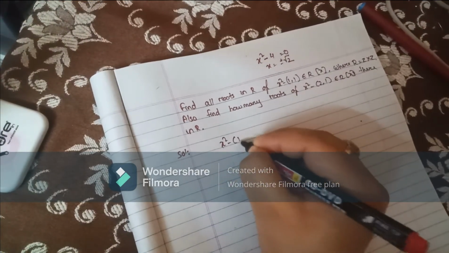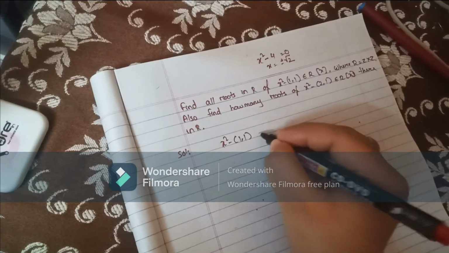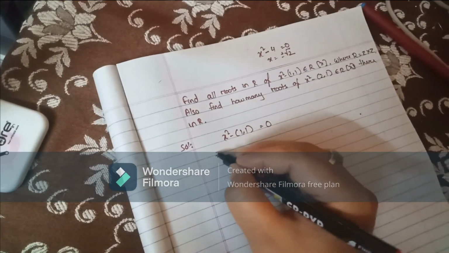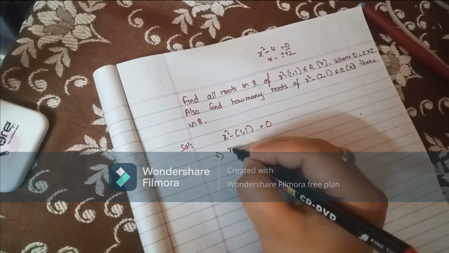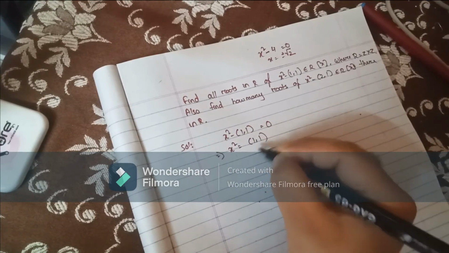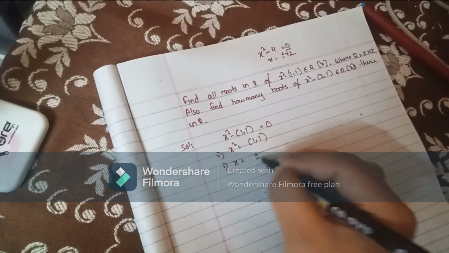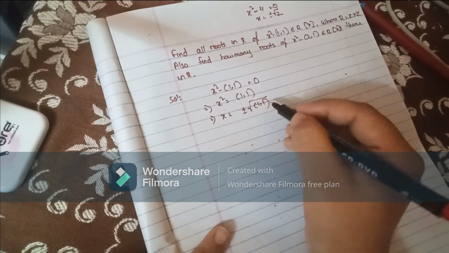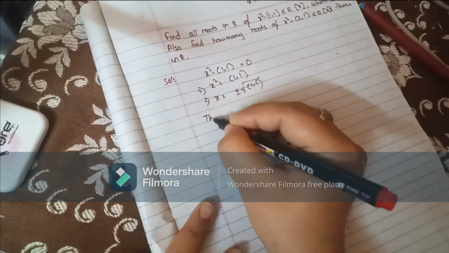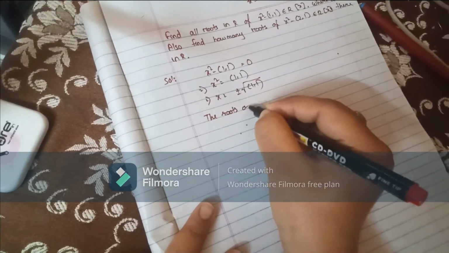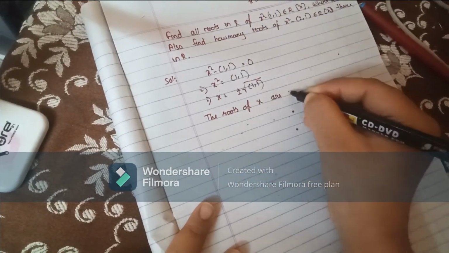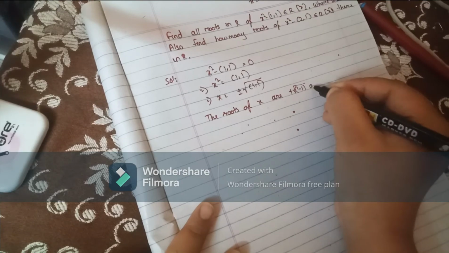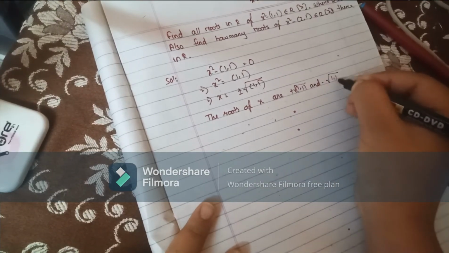x square minus 1 is equal to 0. Okay, so now we will shift this to that side. It will be x square is equal to 1 and 1. So x will be plus or minus square root of 1 and 1. That means there are two roots. Okay, the roots of x are plus 1 1 and minus 1 1.